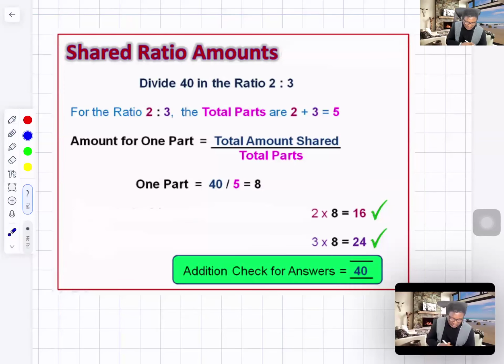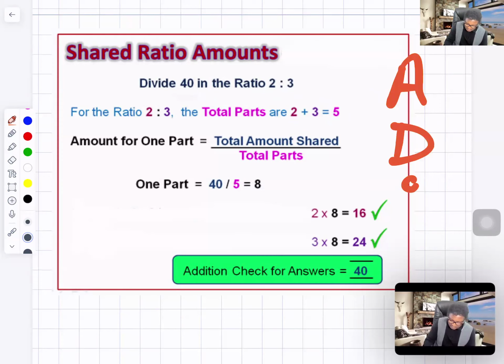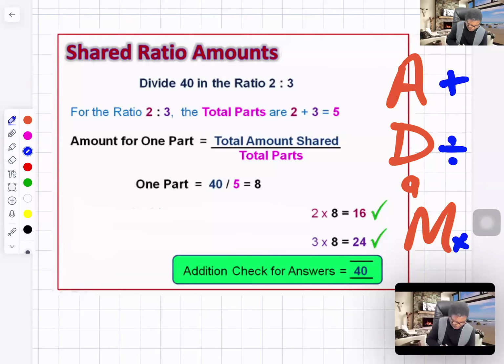So share ratio amounts. We want to divide 40 in the ratio 2:3. So 2:3 means Adam, A for Adam. So we add 2 plus 3, it gives 5. So we've done the A. Then put that name Adam at the side there, because it's very important, especially for those who struggle with maths. You've got to have these methods. So we do A, which is add. And then after we divide, after we multiply.